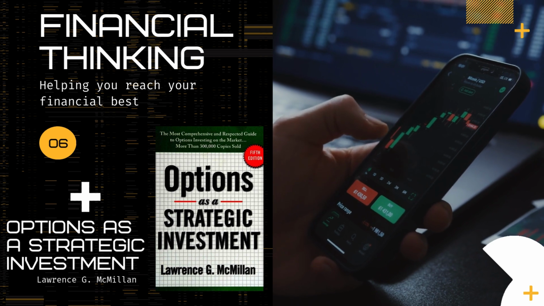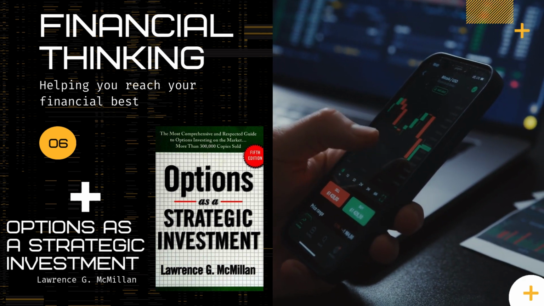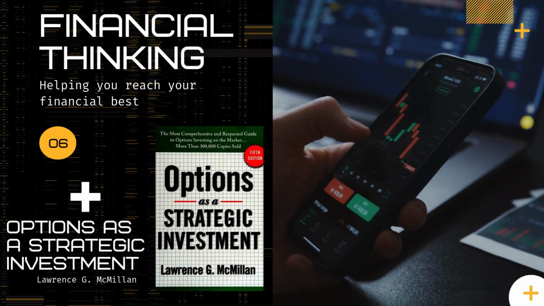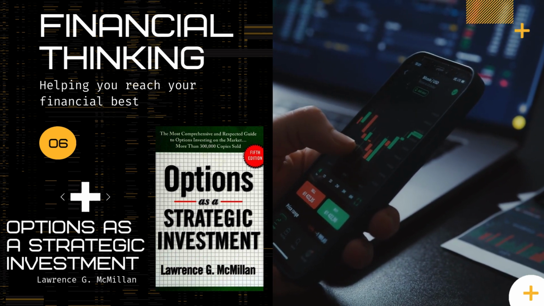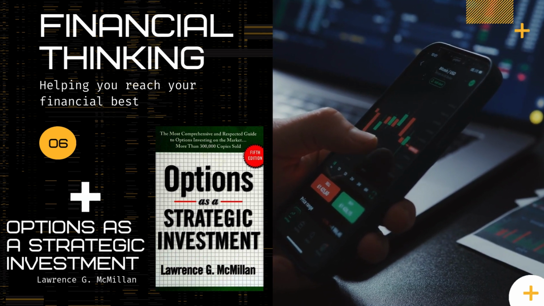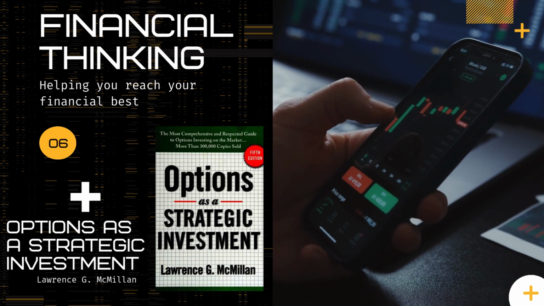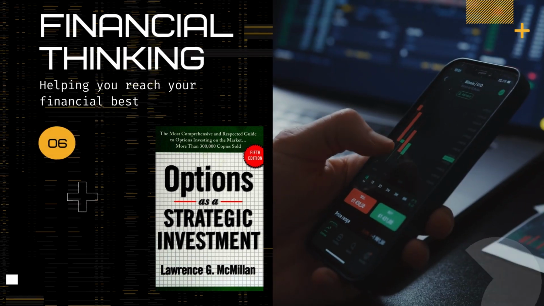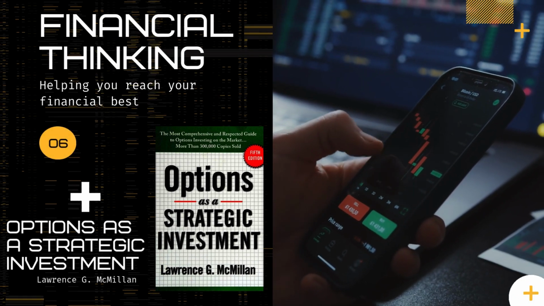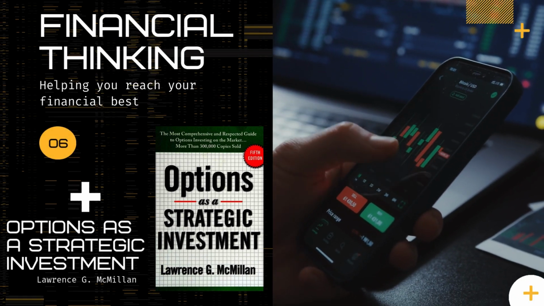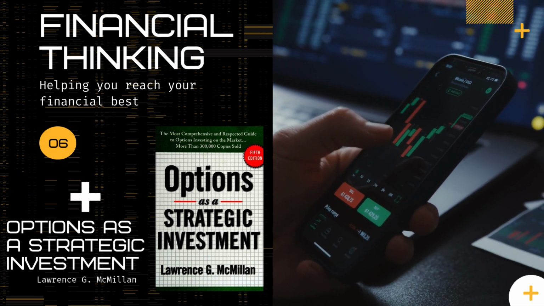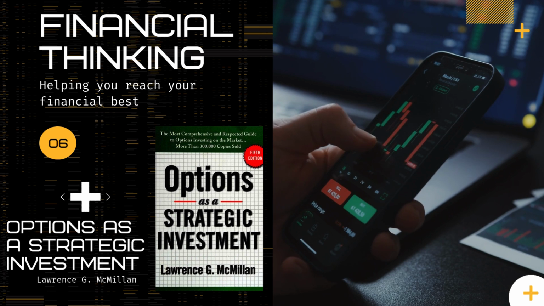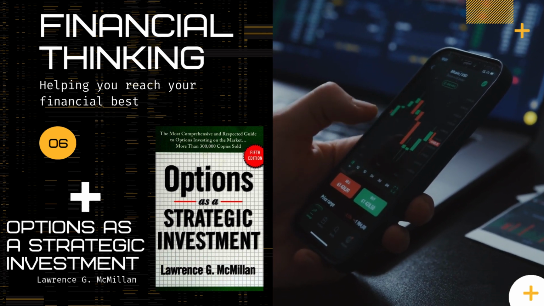Exactly. So let's say you own 100 shares of Apple. With covered call writing, you would sell one call option contract, which represents those 100 shares. And in return for selling this right to buy your shares at a specific price, you receive a premium. And that premium is yours to keep regardless of what happens to the stock price. Okay, that sounds interesting, but wouldn't selling a call option mean that someone could buy my Apple shares at a lower price than I want to sell them?